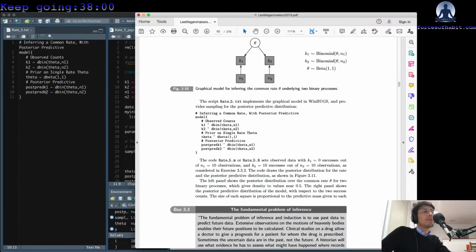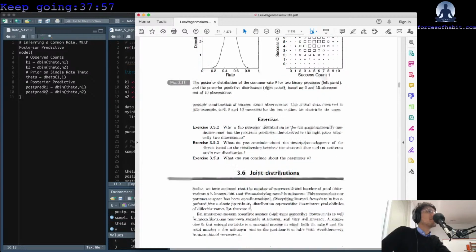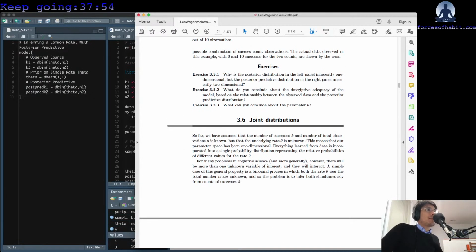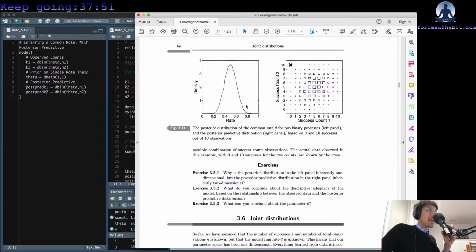So what does it want us to do? Why is the posterior distribution on the left inherently one-dimensional, but the posterior predictive distribution on the right is two-dimensional? Because we have a common rate, so there aren't two parameters. There's only one. And when we're doing prediction, we're using two data sets, the two data sets that we observed, which we used in order to update our priors. So we used all the information from both data sets to update the priors.